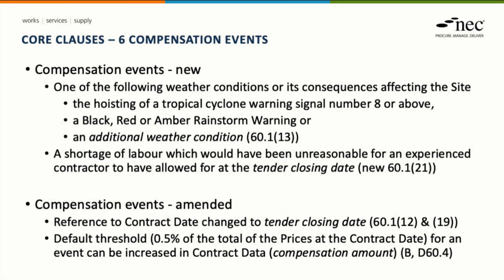And then within a number of other compensation events, there's been a couple of amendments. Within clause 60.1(12) and (19), the reference to contract date has been changed to the tender closing date. And within clause B60.4 and D60.4, for the threshold for when the remeasure of items in the bill may become a compensation event, we've introduced flexibility: the threshold can be increased by stating a percentage in contract data. And obviously if no percentage is stated in contract data, then the default 0.5% would apply.